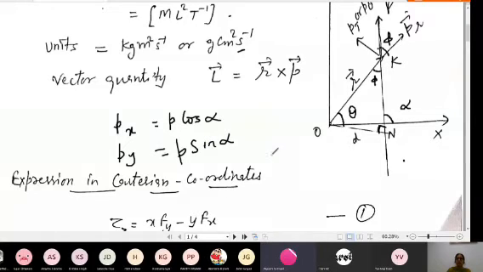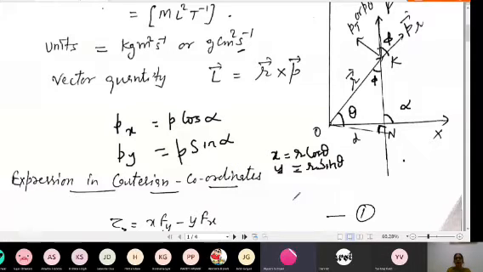And of course, if you resolve R, then X you can write as R cos theta, Y you can write as R sin theta. So theta is the angle which the position vector is making with the x-axis. Alpha is the angle which the linear momentum is making with the x-axis. So we have simply resolved it into component form to get these values, which I can use anytime.